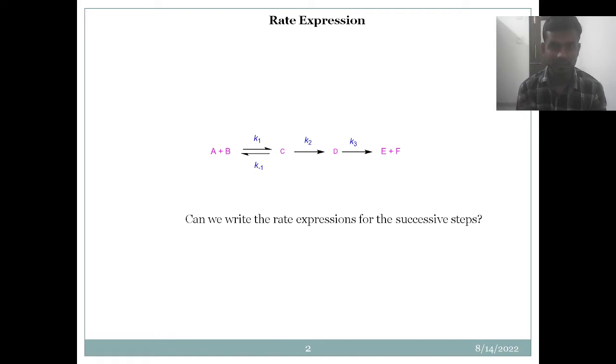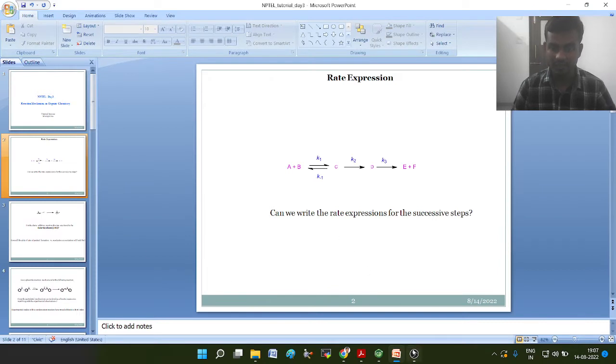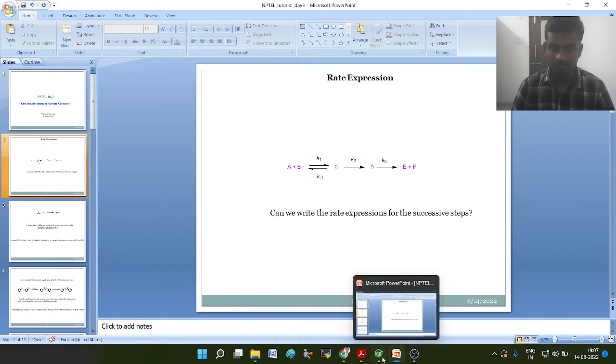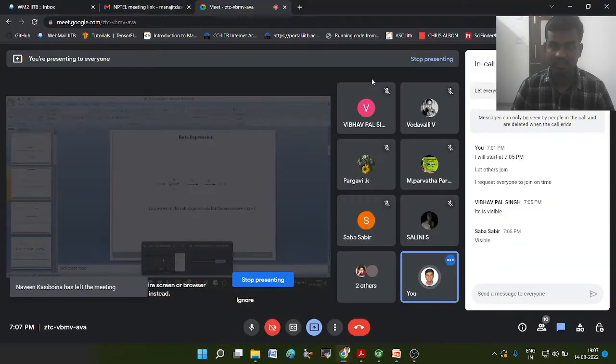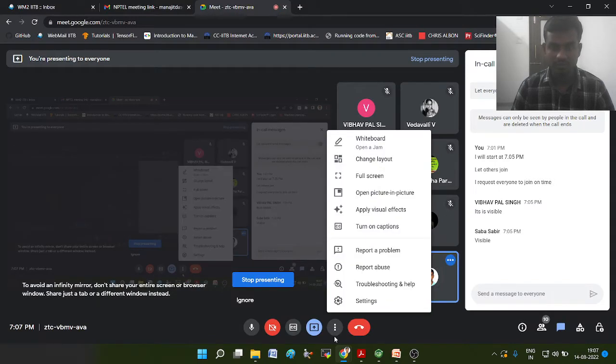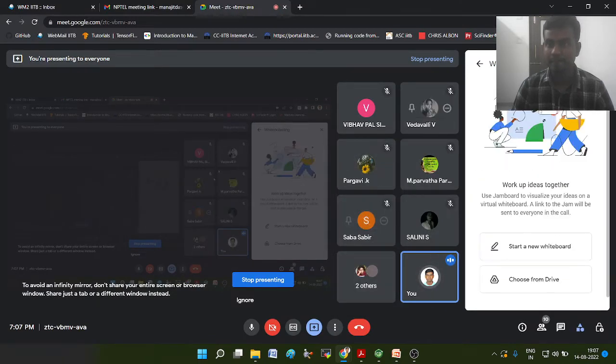So for example, what will be the rate expression for the first step? What will be the rate expression for the second step? And what will be the rate expression for the third step? That's what we are going to show. And it's very easy, and I will just write the step equations. Before I go there, I need our tool again. Tool is here, whiteboard, open a jam, start a new whiteboard. Yeah, perfect.